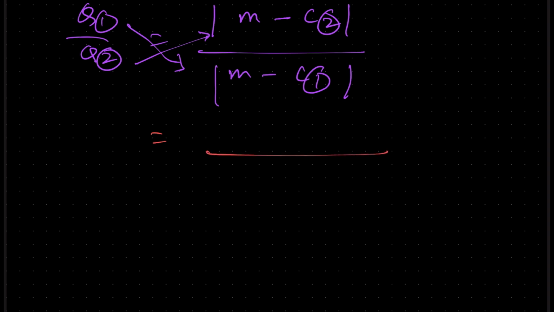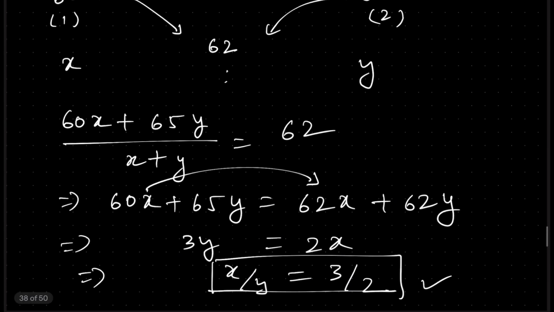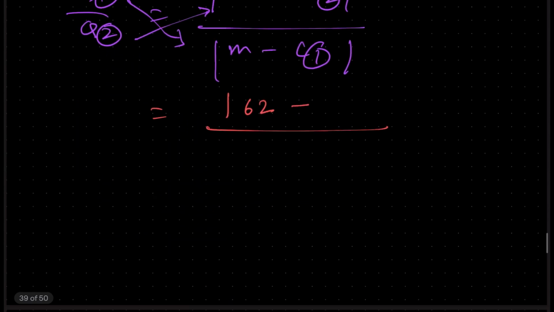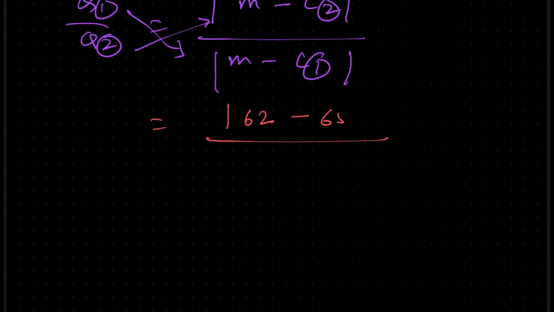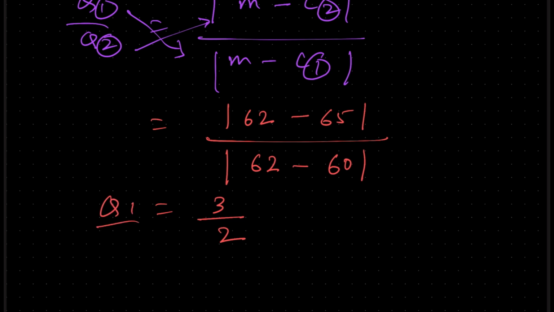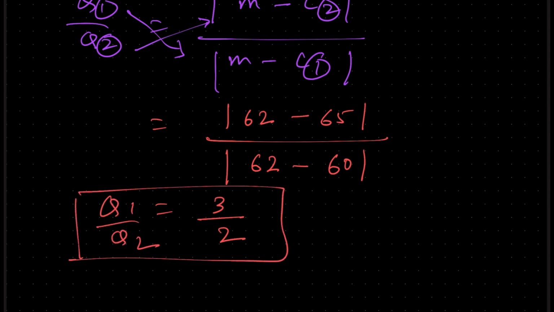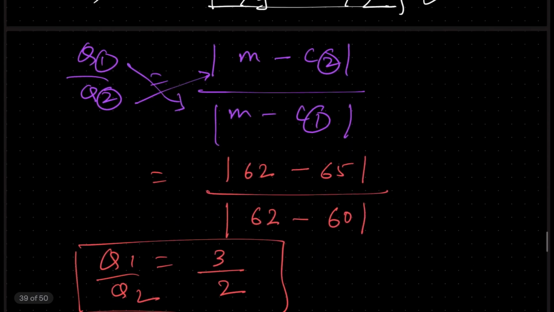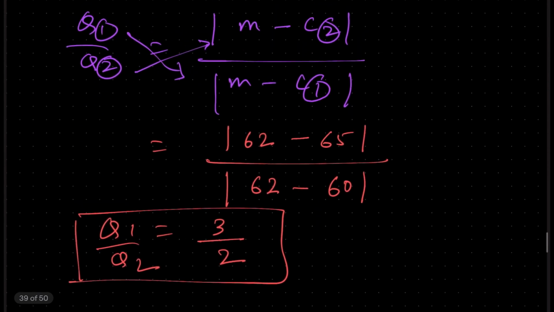So the mixture rate was 62. The rate of the second one was 65. Similarly, the mixture was 62 and the rate of the first was 60. So on solving this you get 3 by 2, that is Q1 by Q2. So you can see that by both methods you get the answer as 3 by 2, that is the ratio of substance 1 and 2.